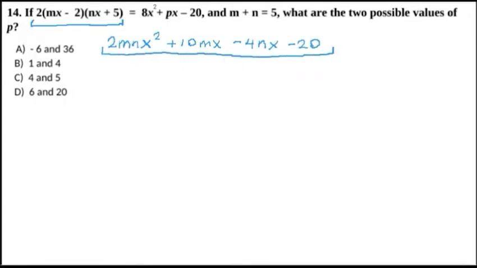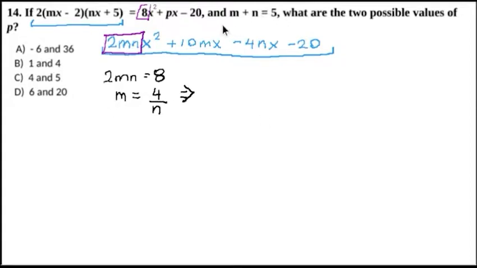Right, so now we can compare and we can use the coefficient of the x squared over here with the coefficient of the x squared here of the expressed out combination. So 2mn is equal to 8. Therefore, m is equal to 4 over n, divided across by 2n. Alright, so now we can get a solution for one of the variables.